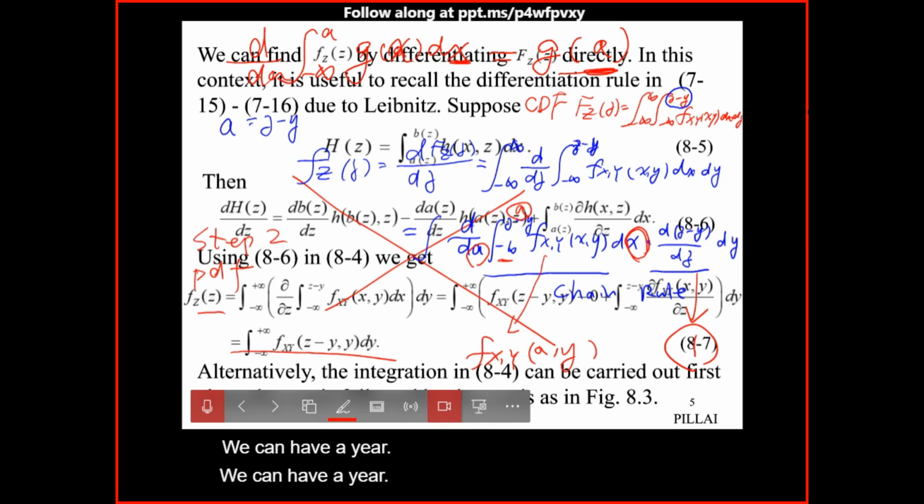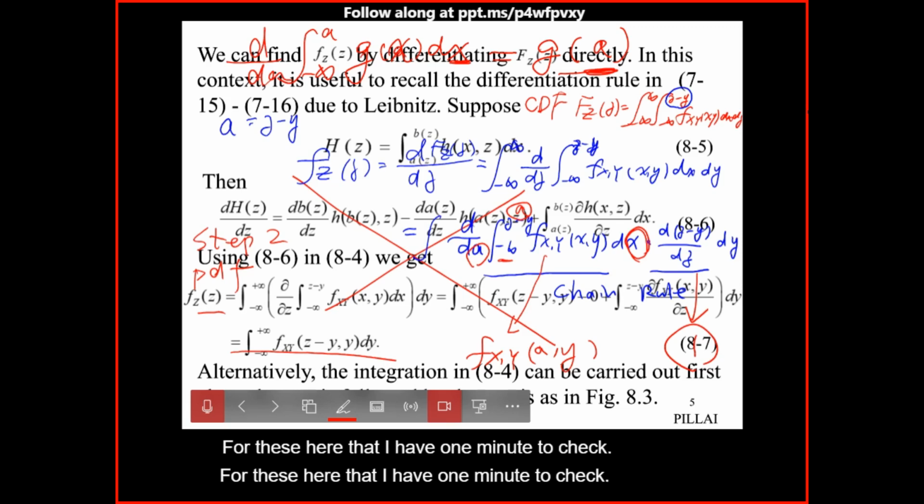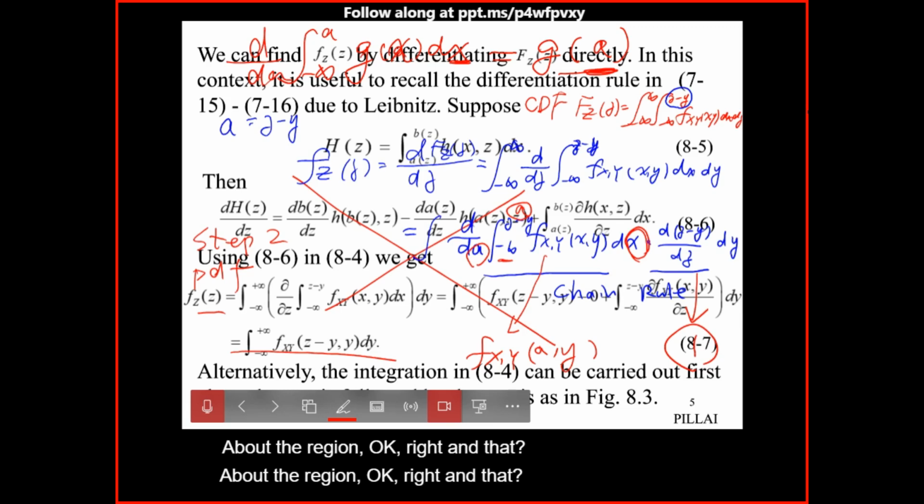Well, for this, still that we have 1 minute to check. It's okay. So let me check with Alice first. Okay. About the derivation. Okay, right. And that. And Dawei. Can you follow?